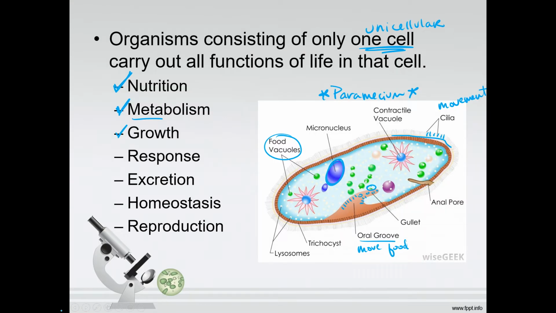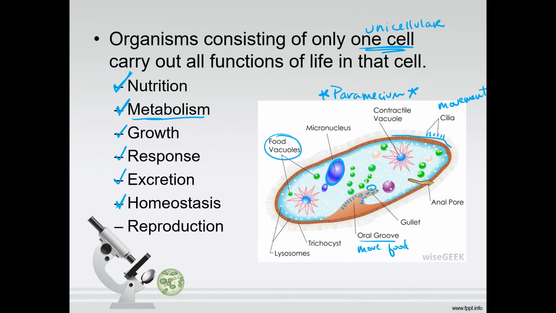We can also respond. The paramecium can respond to the environment. So if things change, if it gets too salty or too warm or whatever, the cell can act in a different way to respond to those changes in the environment. The cell can also get rid of waste products. So when we metabolize our food, sometimes we have gunk that we need to get out. Paramecium can do that just like we can.